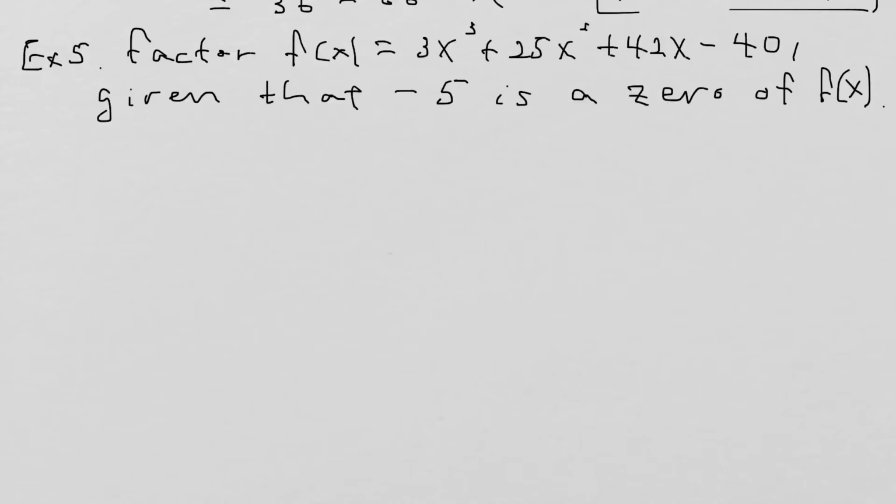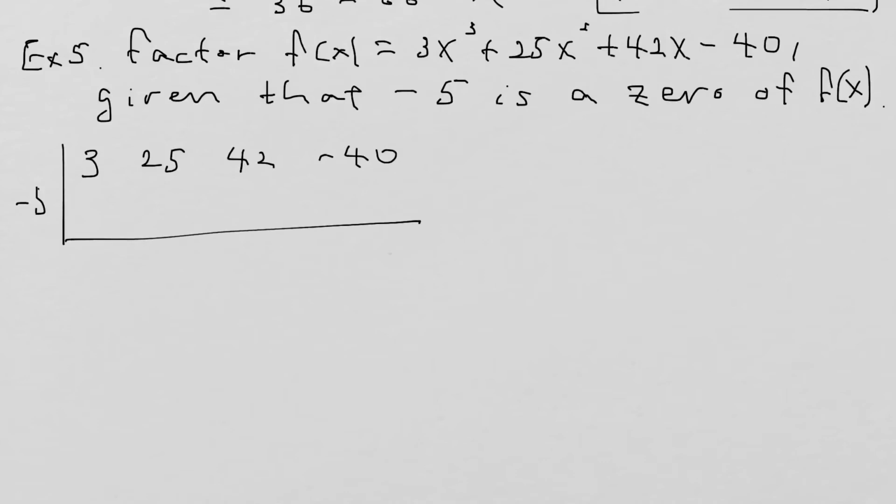Using synthetic division, you have 3 from the cube, positive 25 from the square, 42 from the linear, and negative 40. And if you're dividing this with negative 5, you get 0. That's what it's saying, given that negative 5 is a 0 of f of x. So if you divide this with negative 5, you get 0 there. Let's see if that's true, right?